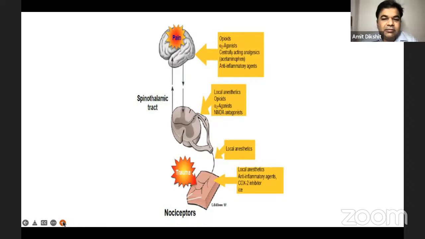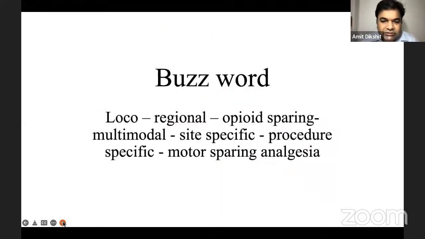Previously we were mainly into general anesthesia, and now we are more and more into site-specific anesthesia. So what has changed regional anesthesia? We have this buzzword: whenever possible, we want to do local infiltration. We want to apply regional techniques. We are going more and more towards the periphery. It is opioid sparing, it is multimodal, and we now have site-specific, procedure-specific PROSPECT guidelines, and we are more and more into motor-sparing analgesia. This is how our regional anesthesia strategies are progressing.